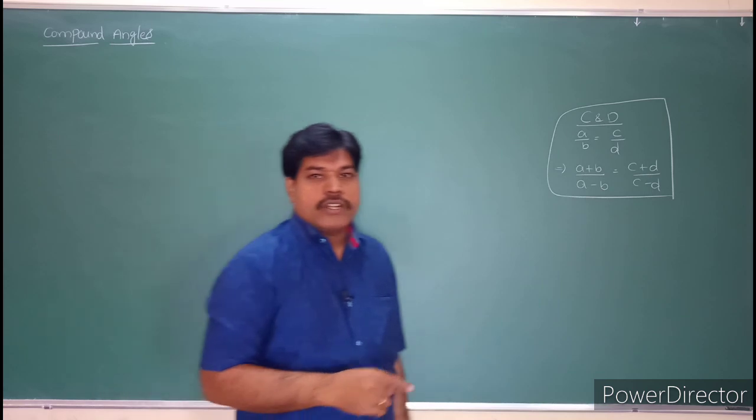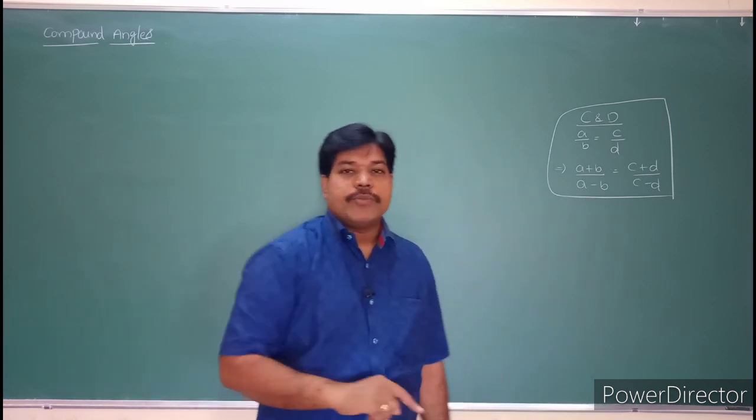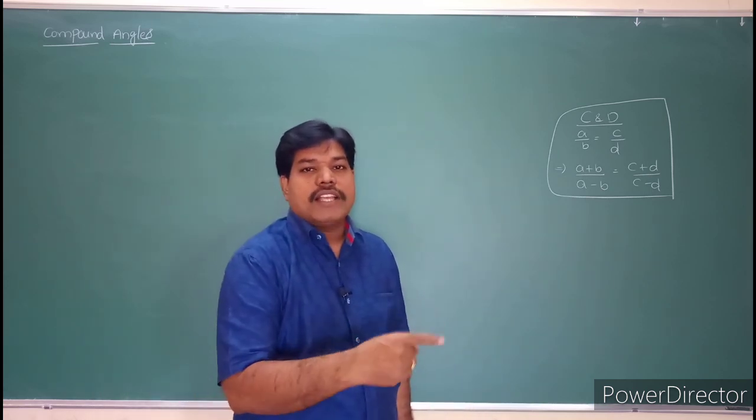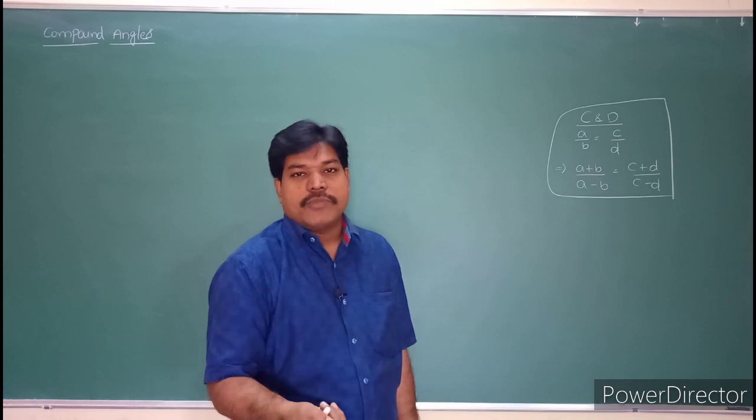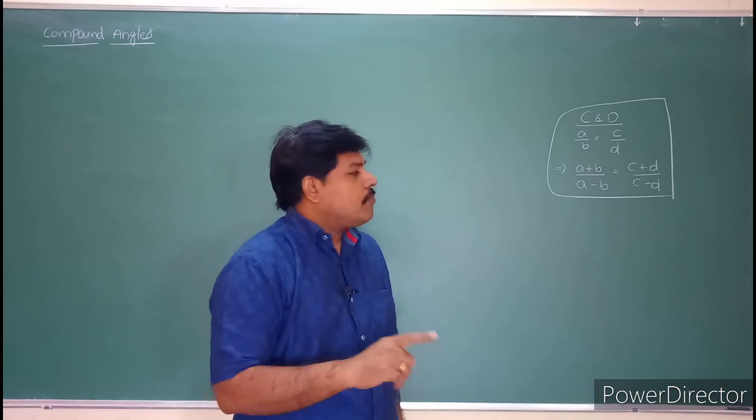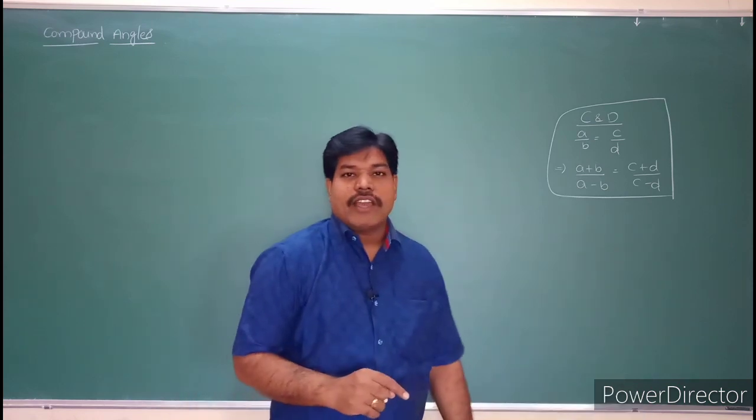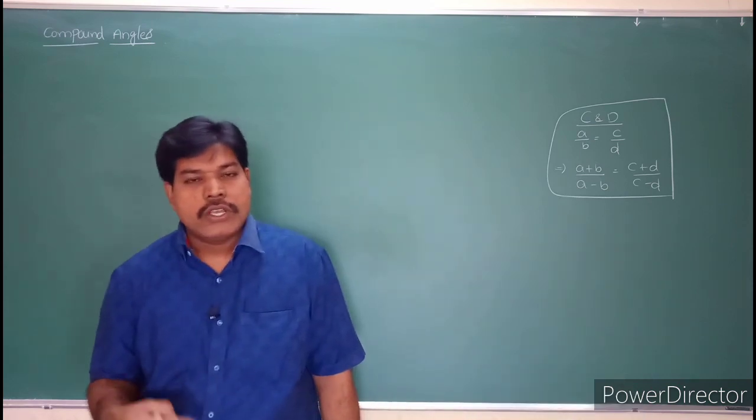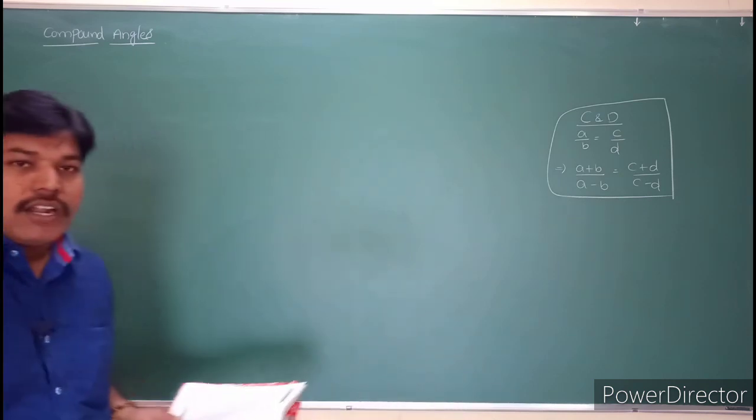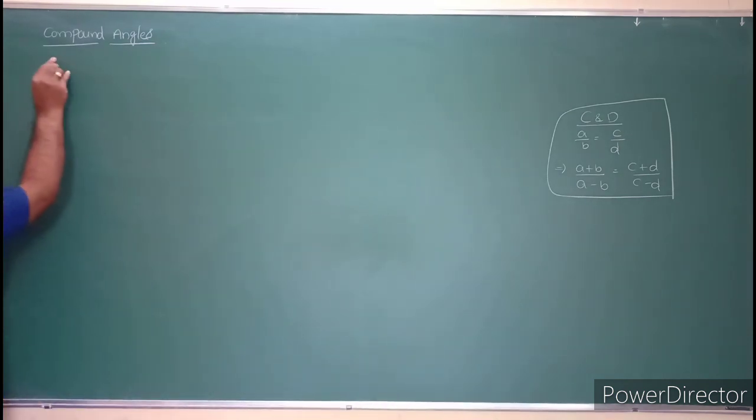So what is that formula, students? A by B is equal to C by D, we can write as A plus B by A minus B is equal to C plus D by C minus D. Okay. So this is the condition we are going to use in a number of questions. So see this question, students. See question number 13. What is question number 13?